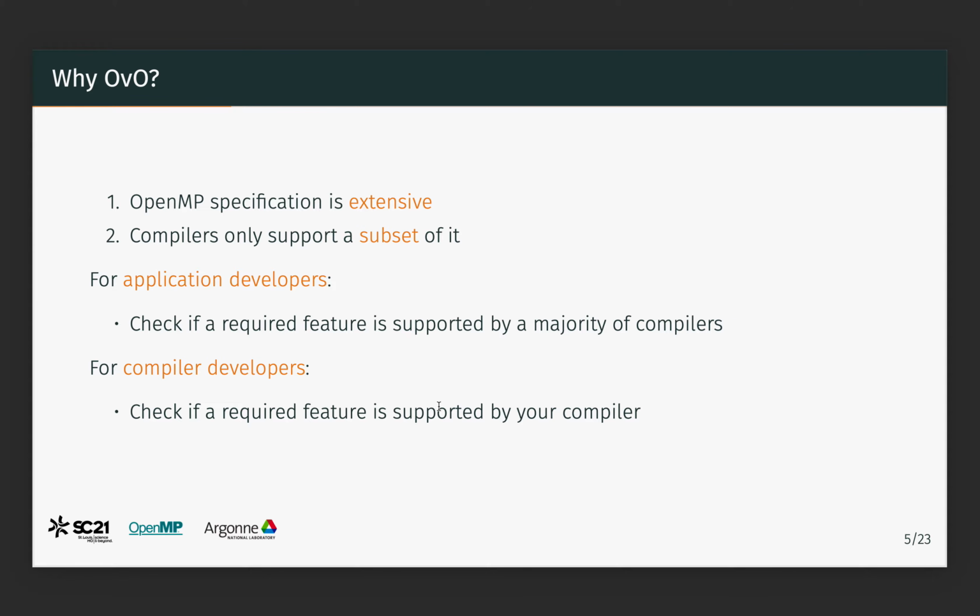So for that, I need to check that ICPX, the oneAPI compiler, can implement the specification. The OpenMP specification is really large and extensive, and compilers only support a subset of it. I think no compiler can implement everything in OpenMP. For application developers, it's important to know, when developing your code, what subset of the OpenMP specification your compiler implements, and for compiler developers it is also important, so you can fix those bugs. As an application developer, you want to know so you can choose which subset of OpenMP you will use in your application, and as a compiler developer, you want to be able to implement the features you don't have.